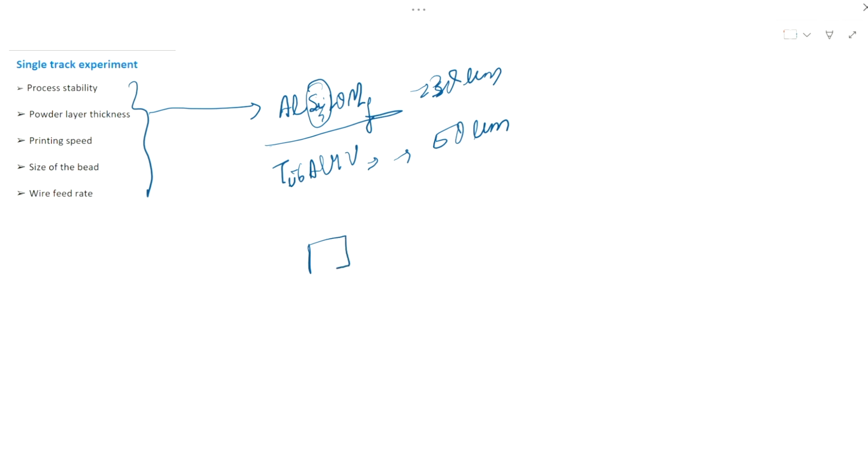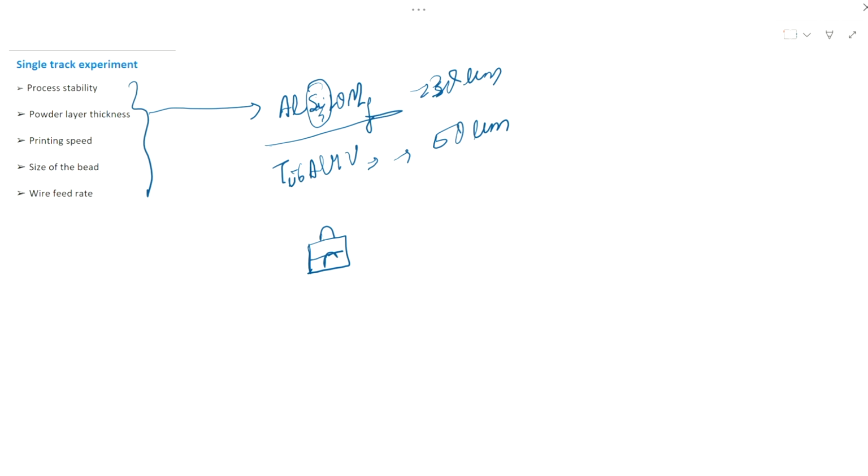Now this is the substrate and this is a single track. A single track comes from a single bead, where we can calculate the stability of the process rather than the power current. For aluminium, or AlSi10Mg, it is very difficult to print. So we are adding silicon to reduce the reflectivity of the aluminium. So here we are using the alloy to print.